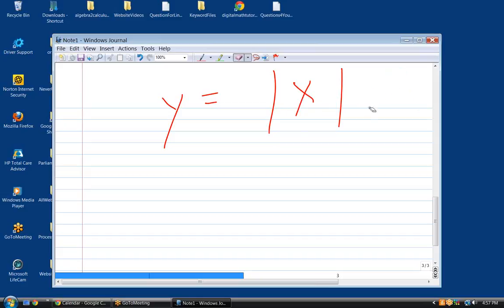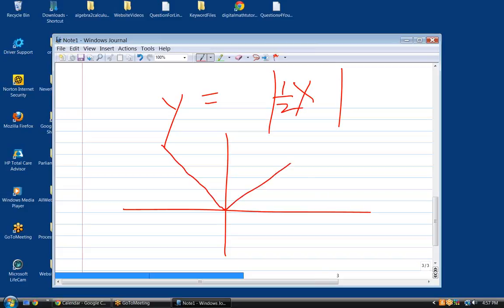And if I put a number like 1/2 in front of that x, well, that has the same effect. That's a horizontal stretch. So now I'm going to pull to the left, pull to the right, and get this.